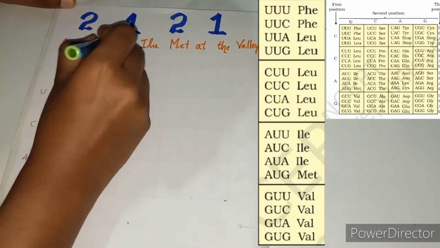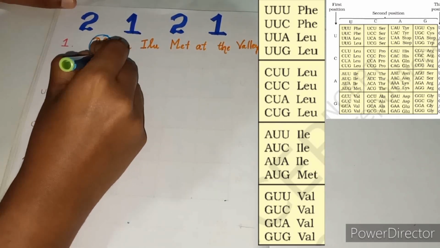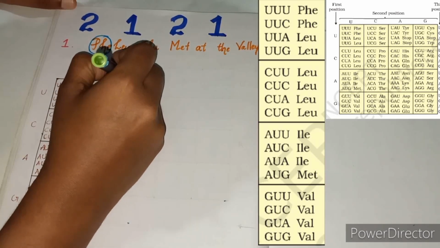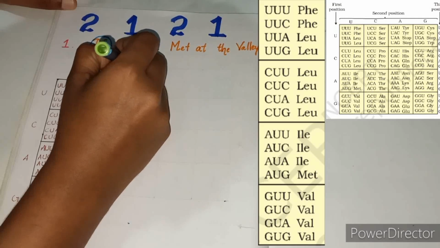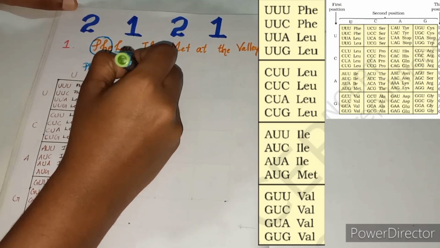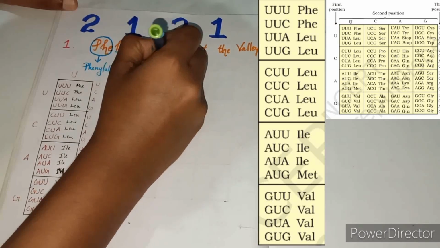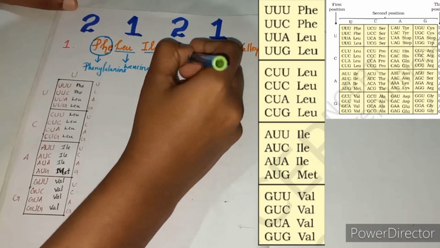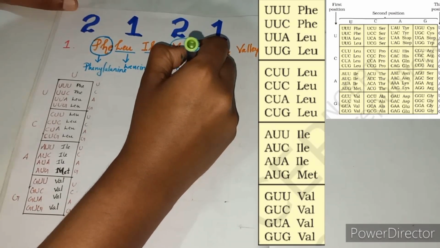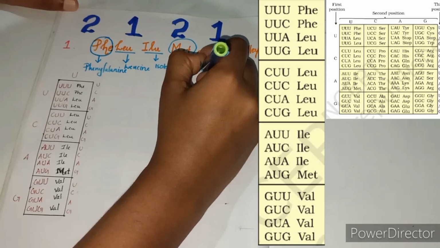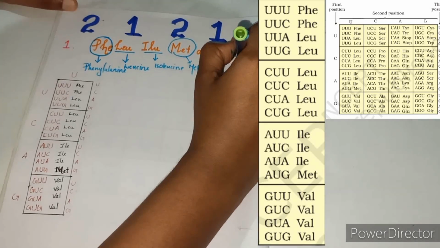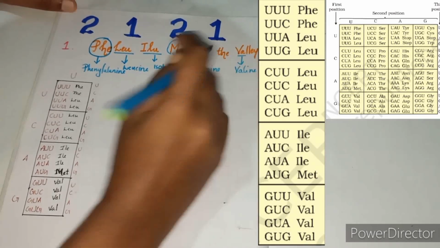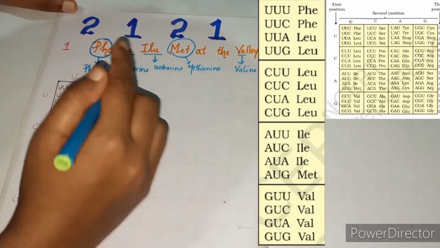Here Phi is for phenylalanine, Lu for leucine, Ilu for isoleucine, Met for methionine, and Val in the valley for valine. Philu, Ilu, Met at the valley.